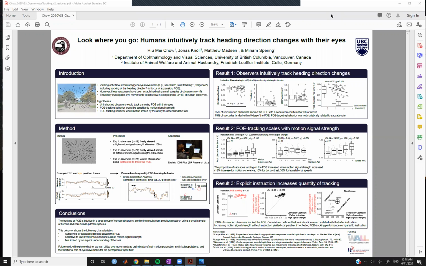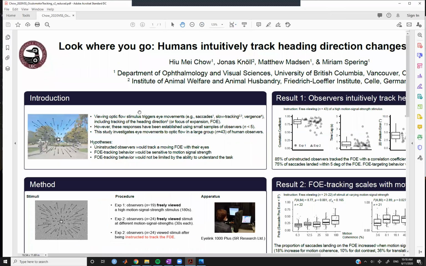As we walk through an environment, our retina experiences a visual flow of information, generally called the optic flow. As we move forward, the optic flow expands, and it contracts as we move backward. Viewing an optic flow stimulus triggers eye movement, including the tracking of the heading direction with the eyes. Generally, the heading direction aligns with the focus of expansion, or the FOE, of the stimulus.